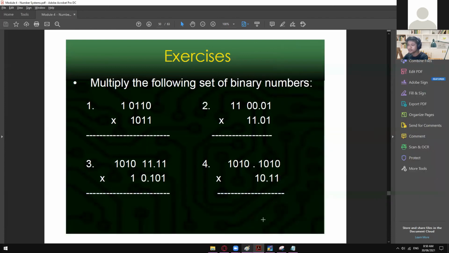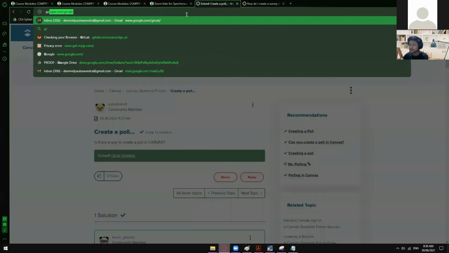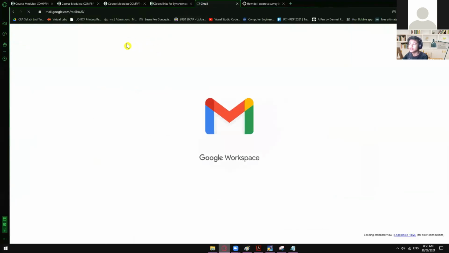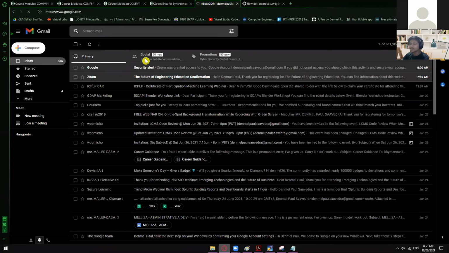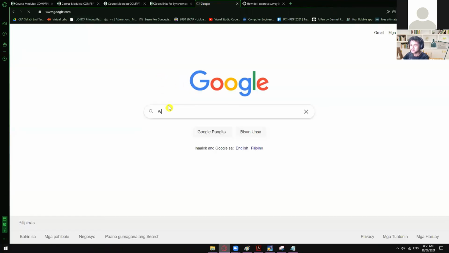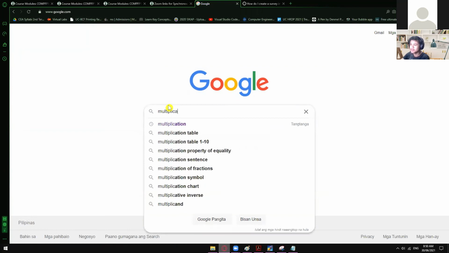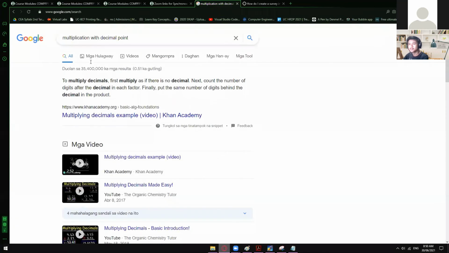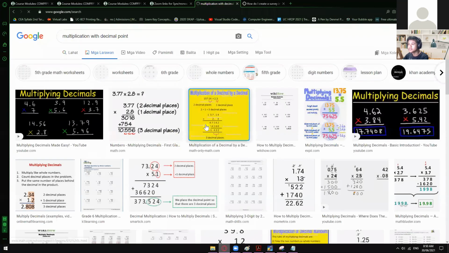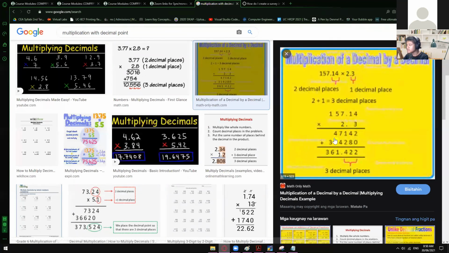Let's verify this. Okay, so let's go back to the normal way of multiplying things. Multiplication with decimals. With decimal point. Okay. So in here we have one decimal, but the other one has 2. So 2 point, yeah, this one is correct.